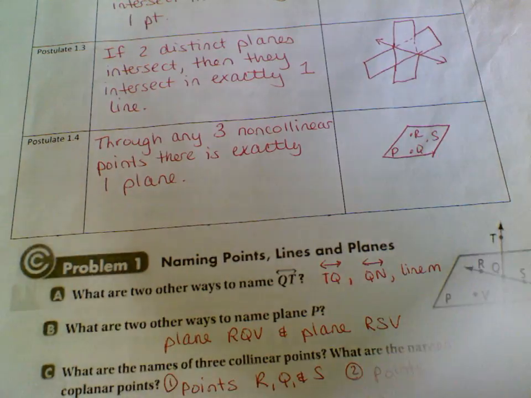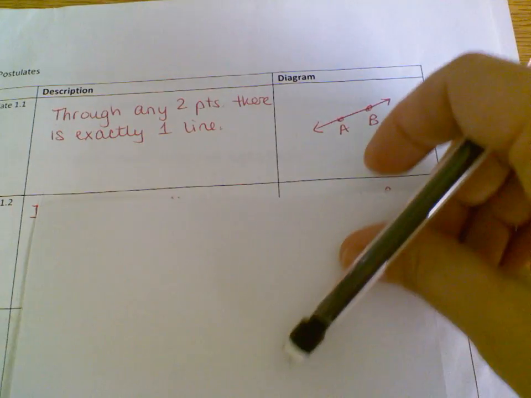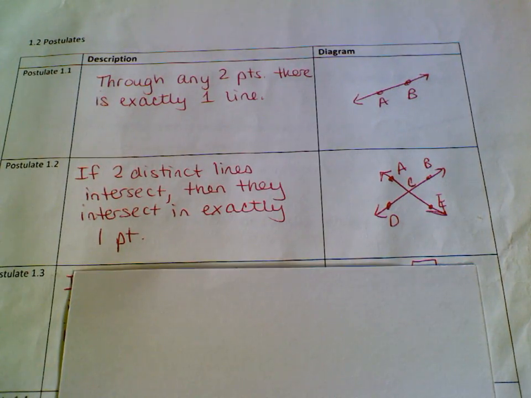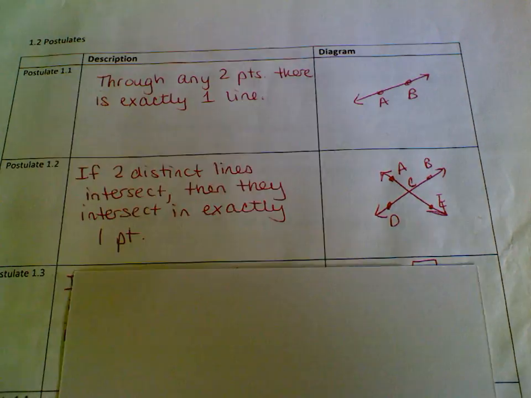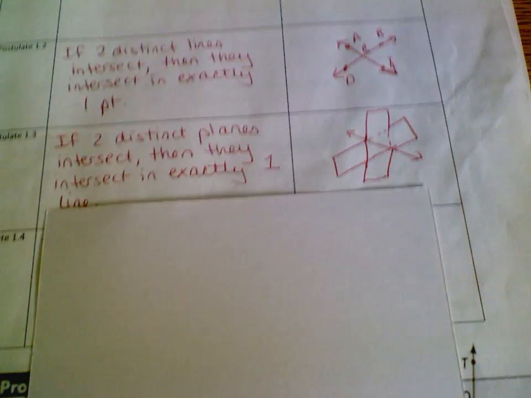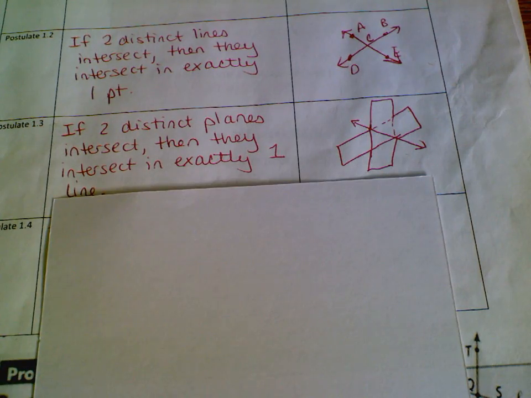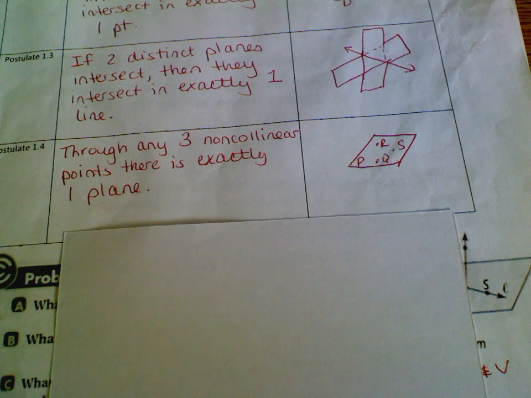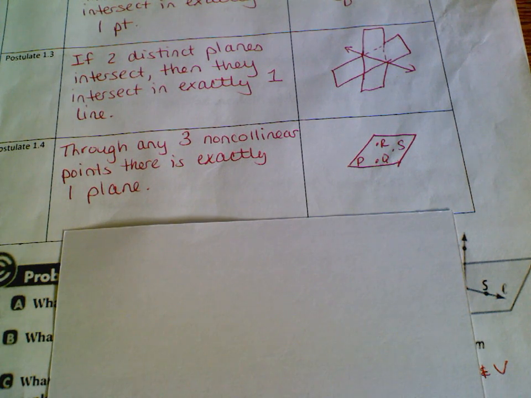Okay, then on the second page, very quickly, they had postulates. The first one was that through any two points you can create a line. The second one was that when you have two lines intersecting, they will intersect at only one point. The next one was that if you have two planes that intersect, they will intersect at exactly one line. And then last, through any three non-collinear points, you have exactly one plane.